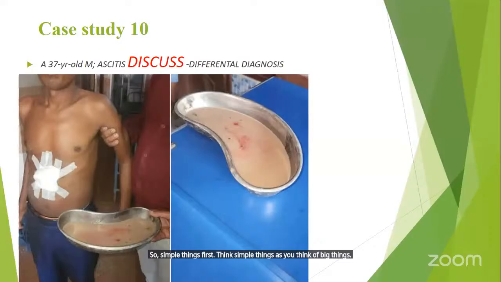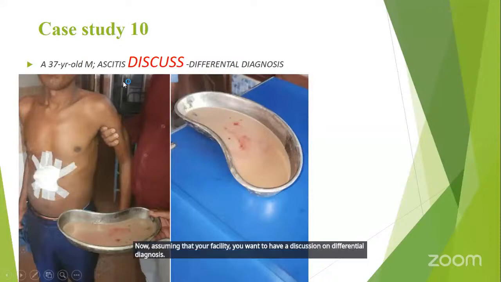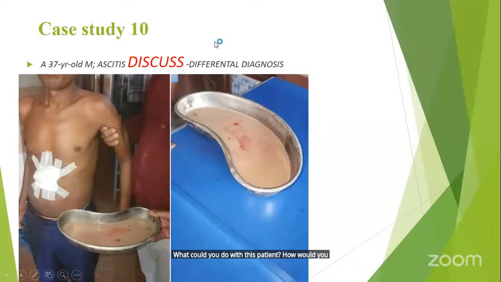And now this is a case for us, but I want everybody here, because I know who you are, I'm going to call your names. This is a 37-year-old male who presents with ascites. Now, assuming that in your facility, we want to have a discussion on differential diagnosis. What could you do with this patient? How will you give out a diagnosis? So let me look for participants here. We have Ada, Frederick, and Nelly Okada, but we have others.